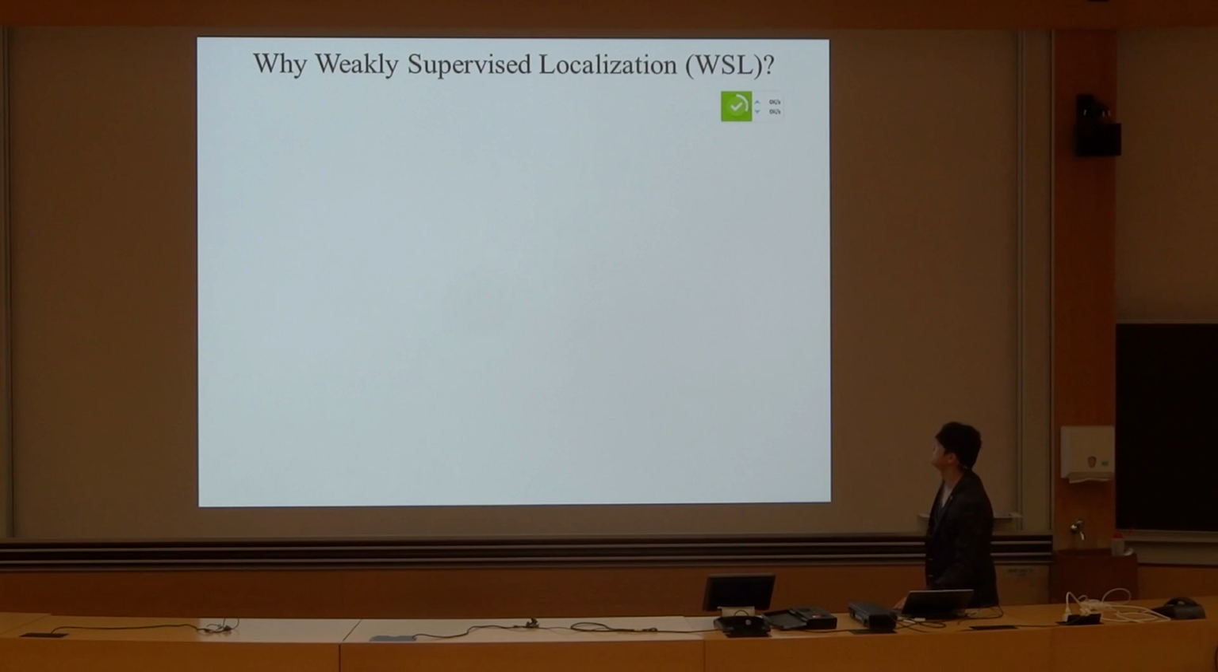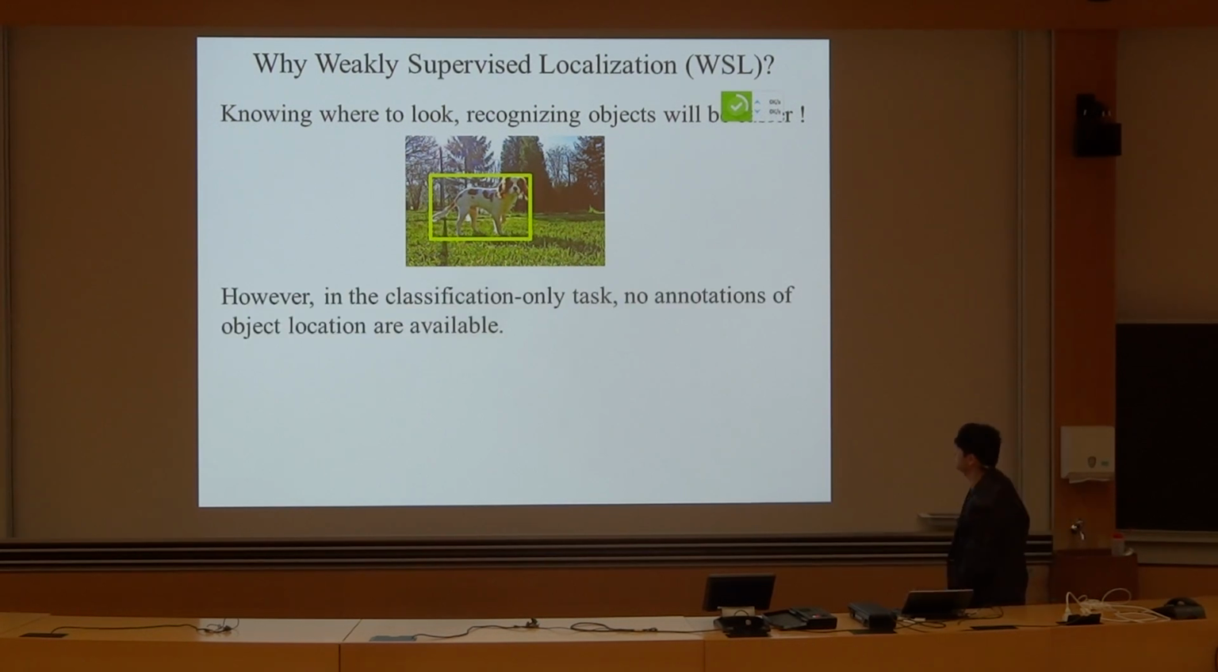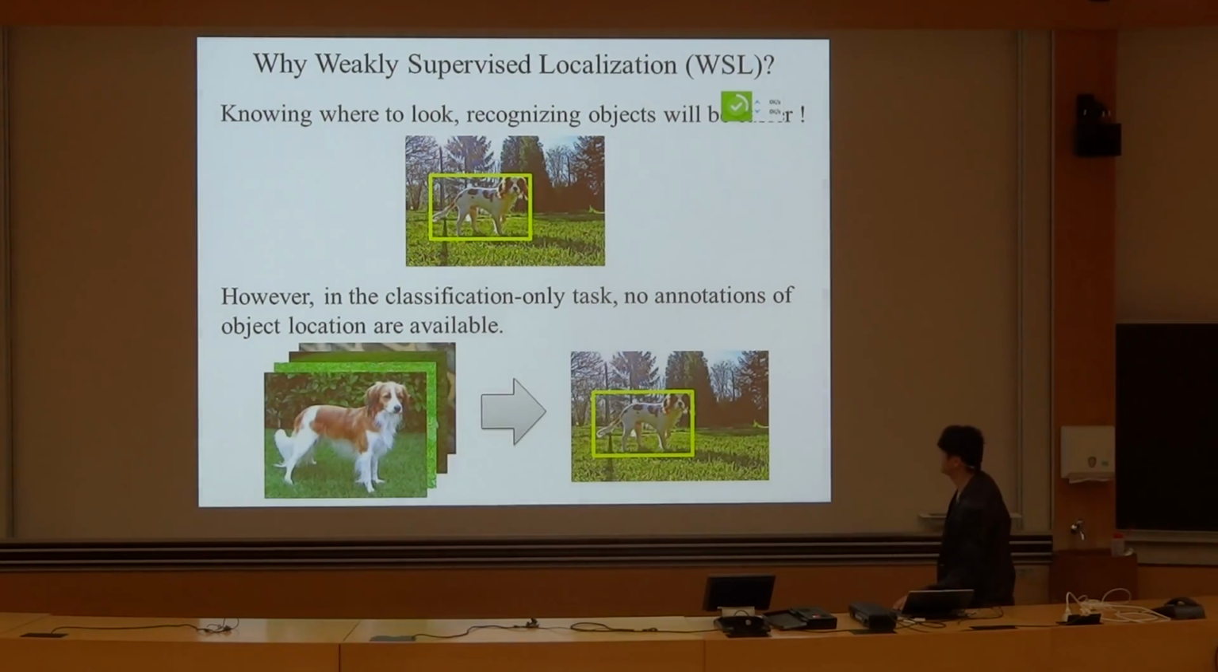So here is the motivation. The basic idea of our method is to use weakly supervised learning to improve classification. Why weakly supervised learning? Knowing where to look, recognizing the object will be much easier. But in the classification-only task, no annotations of the location are available. So how to deal with that?